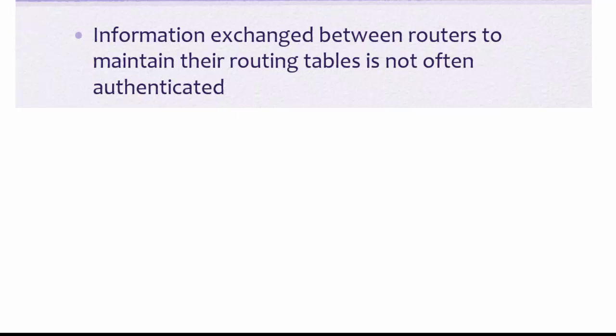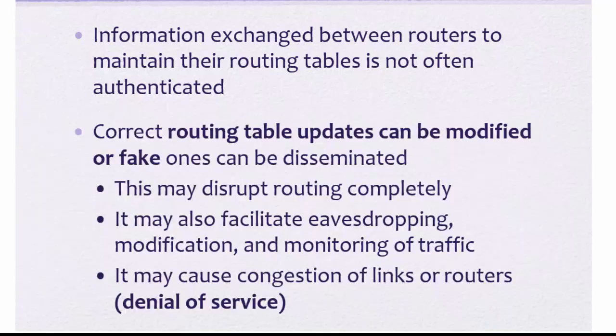So right now we are listening to the security problems in IP, which show what problems they are really facing. Then the other problem is that routing table updates can be modified or faked. Once they can be disseminated, if you have a routing table, you can do whatever you want.